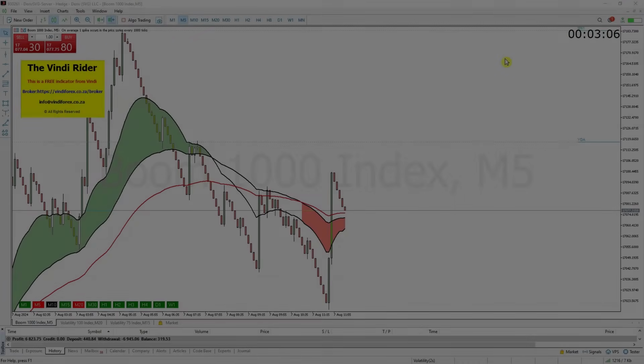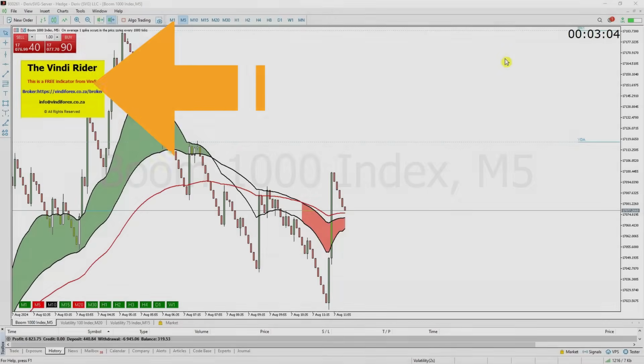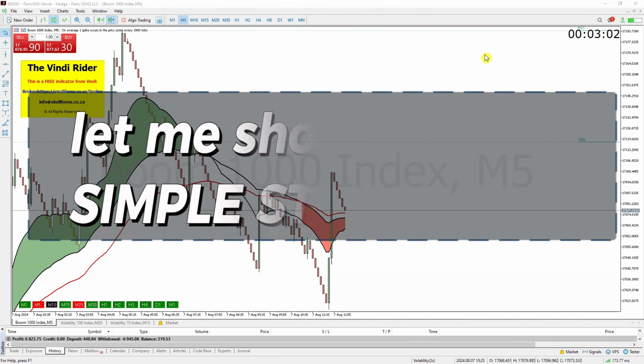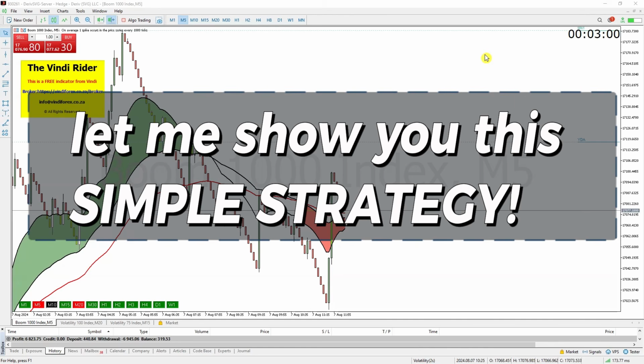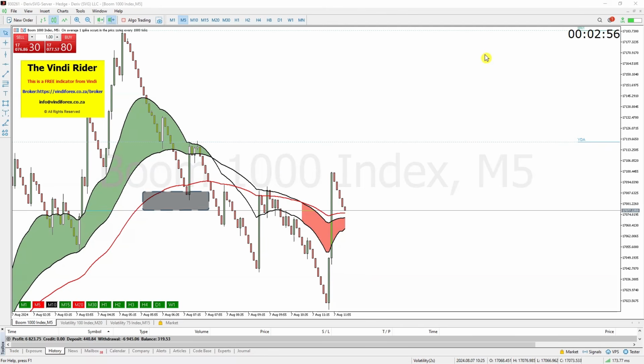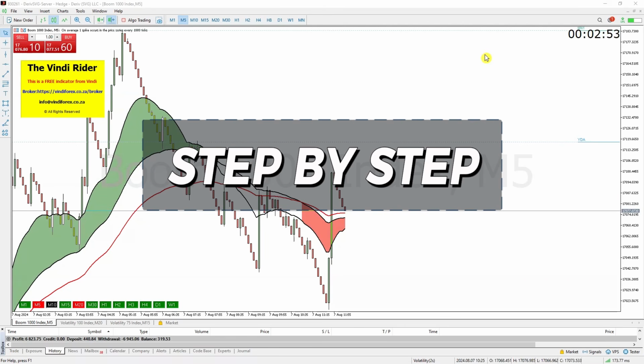Right. Let me try to actually use this indicator to trade Boom 1000. I'm just going to share with you how I use it. So I'm going to do it now in real time. So what I want to check for mostly is the trends.